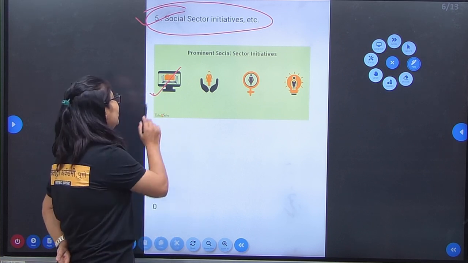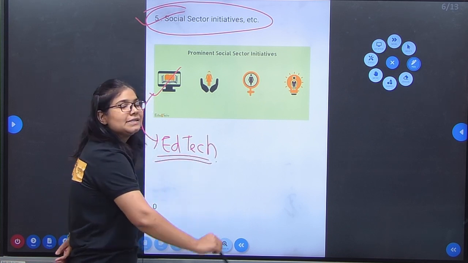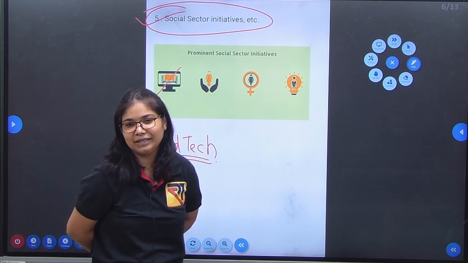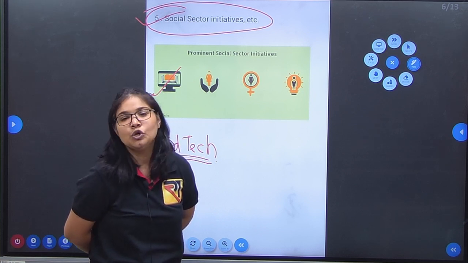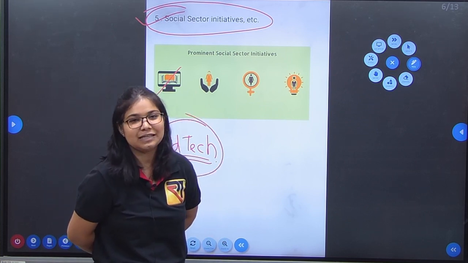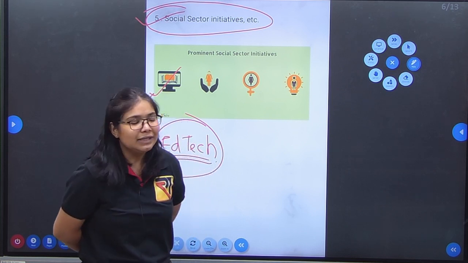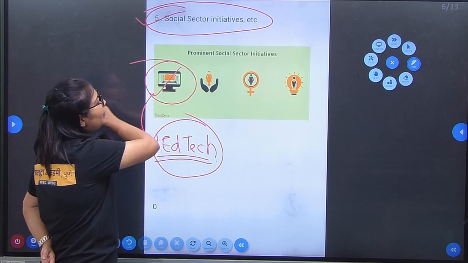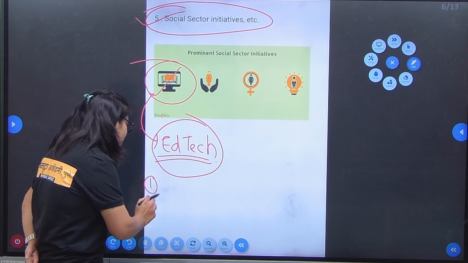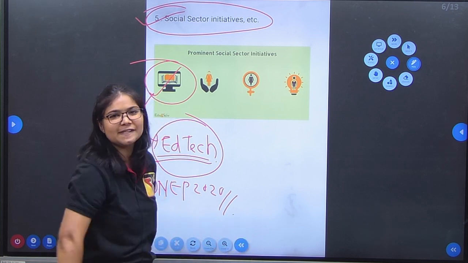There is a new phenomenon in the education system called EdTech. You are listening to this lecture and making notes out of it through EdTech. You are using the internet, a virtual medium of learning. So EdTech is a revolution, and it has picked up pace very fast due to COVID. Then the reforms being taken in the education sector, for example, the New Education Policy of 2020, we have to discuss it.